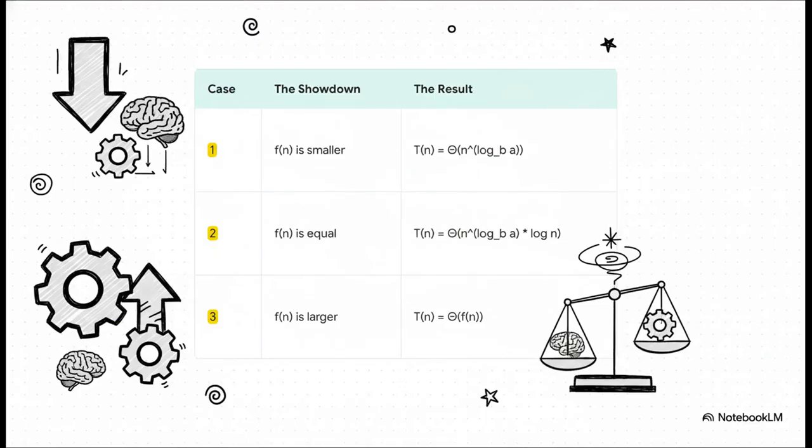So here they are, the three cases. Case 1 is when the recursive part wins the showdown. It's heavier, so it determines the runtime. Case 3 is the opposite. The combining work, f of n, is the heavyweight champ. And case 2? That's when it's a dead tie. The two sides are perfectly balanced, and whenever that happens, we just have to tack on an extra log n factor. Now, you're going to see this theta symbol, theta, a lot. Don't let it intimidate you. All it means is that the runtime grows at the same rate as whatever follows. It's just a mathematically precise way of saying this is the answer.